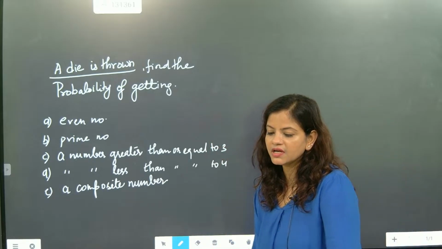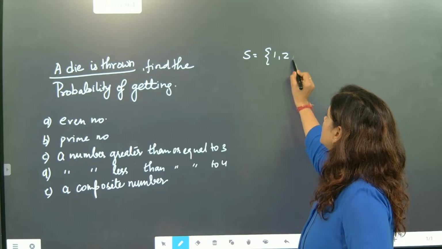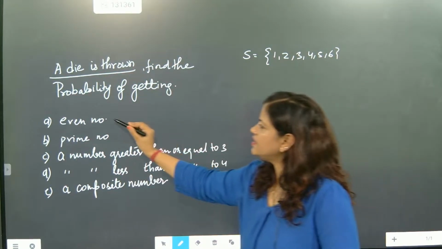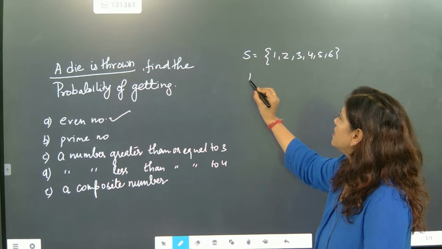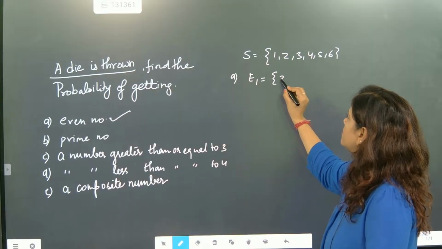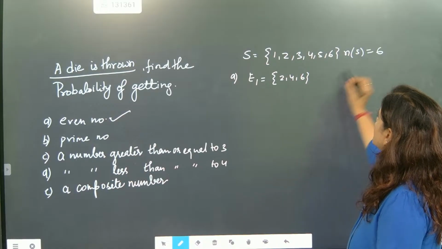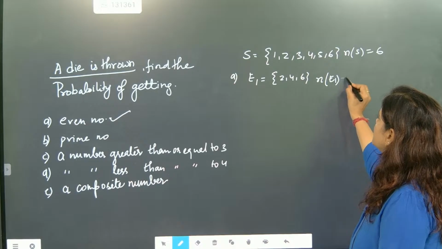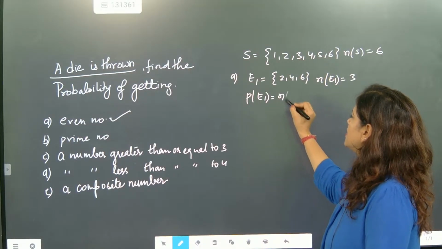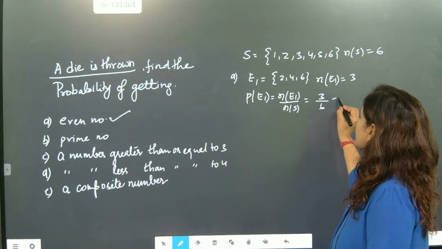Very good. Absolutely correct, Siddharth. First one itself you hit it. So beta, one die is thrown means 1, 2, 3, 4, 5, 6. First event is E1, they are telling that it should be an even number. Even numbers are 2, 4, 6. So sample space is 6, and event E1 is 3. So probability of getting event E1 is n(E1) by n(S), so it will come 3 by 6, that is 1 by 2.